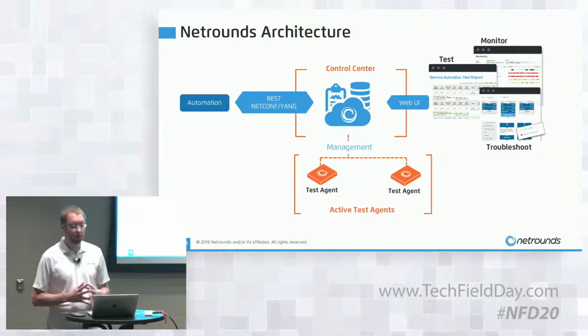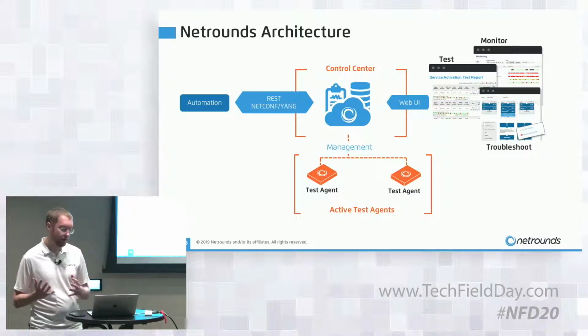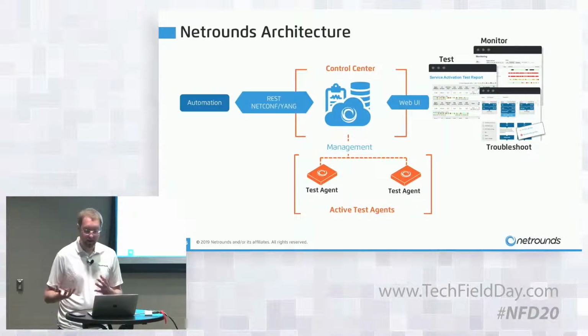The second part of our product are the test agents. These are software that is typically a virtual machine running on hypervisors. It could also be a Docker container or even a bare metal box. But I'll come back to those alternatives in a minute.